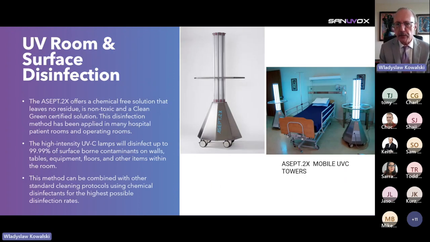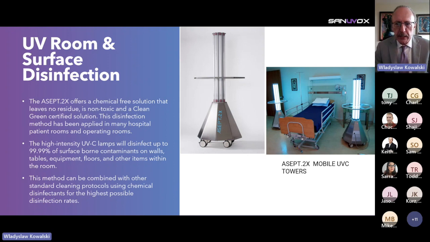Now, surface disinfection is typically performed with what we call tower units, like this example ASEP 2X. Surface disinfection is essential in healthcare, and many hospitals use these surface disinfection systems or adopted them during the coronavirus pandemic to clean their operating rooms, to clean their patient rooms after they were evacuated by the patients.